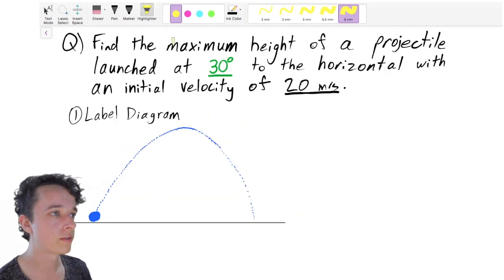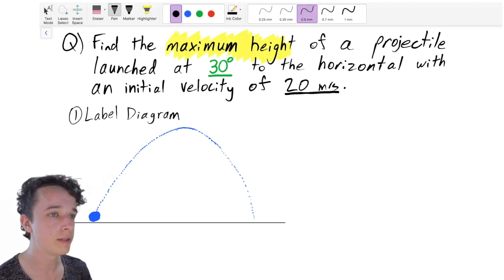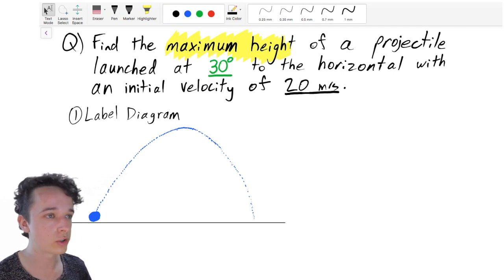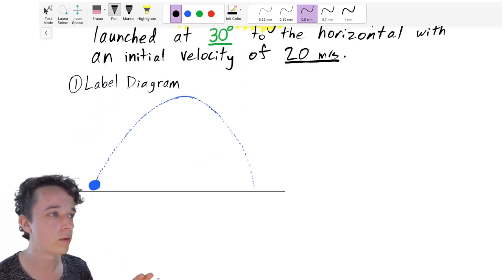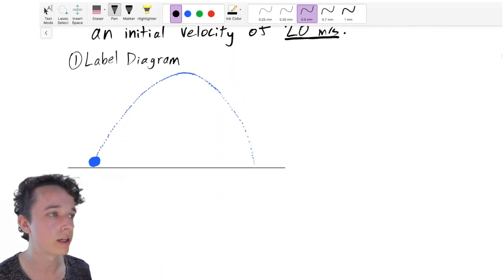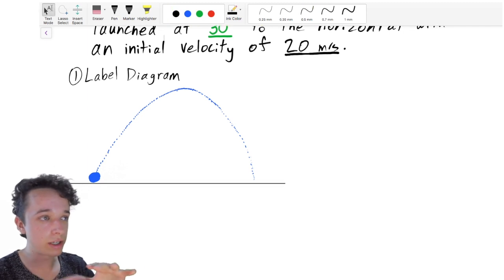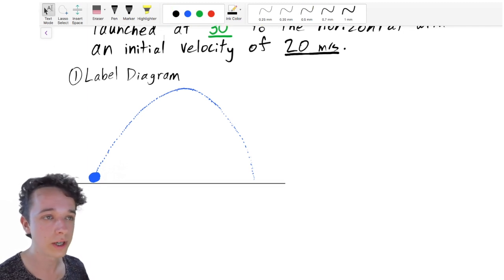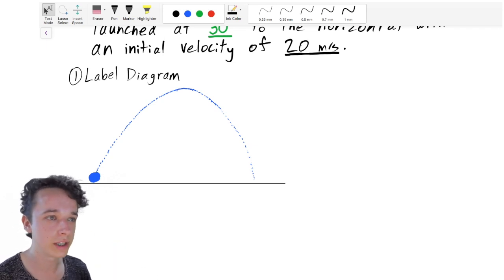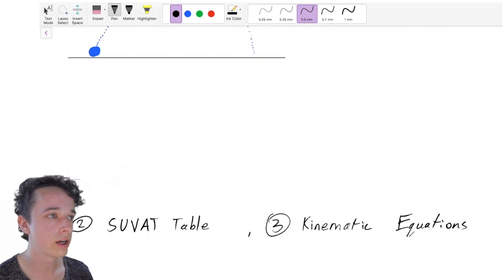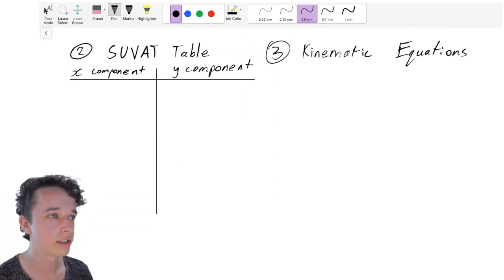Alright, so the question asks, find the maximum height of a projectile launched at 30 degrees to the horizontal with an initial velocity of 20 meters per second. I always approach these questions with 3 main steps, kind of 4 actually, but we'll call it 3 main steps. First one being labeling a diagram and breaking the initial velocity vector into its components. If you're not sure how to do that or that sounds unfamiliar, click that video above. I did it in the first theory video. And then the next 2 steps are what's called a SUVAT table, and the third step is kinematic equations.